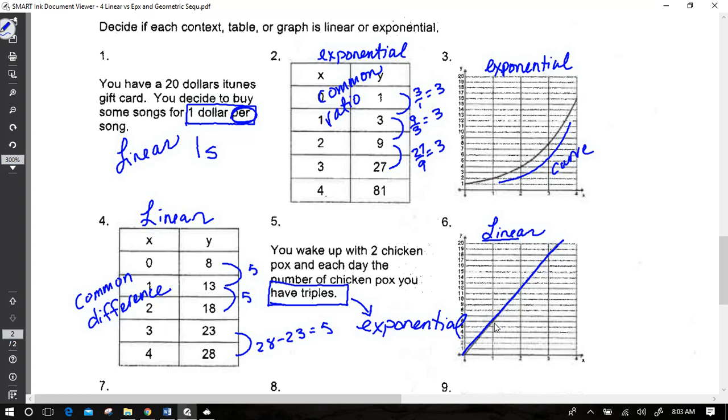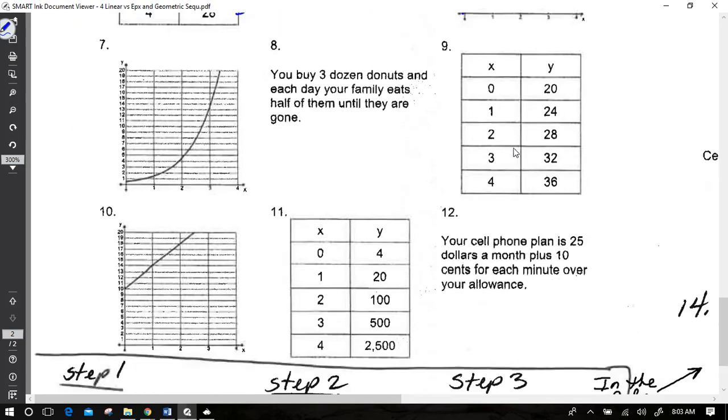So we have now done one linear and one exponential for word problems, for tables, and for graphs. And we've done those together. Now I'm going to ask you to pause your video and see if you can determine which is linear, which is exponential from these 6 problems. So I want you to pause the video and give that a try.